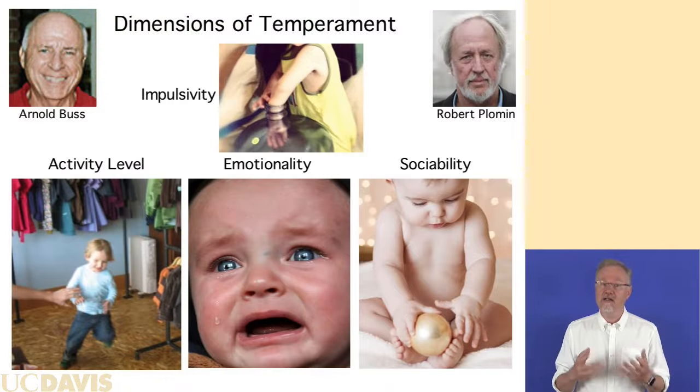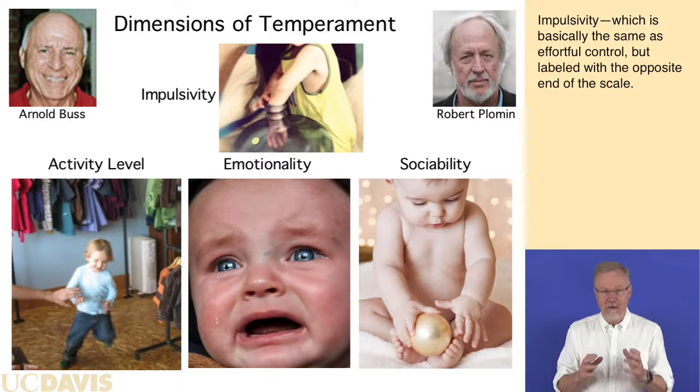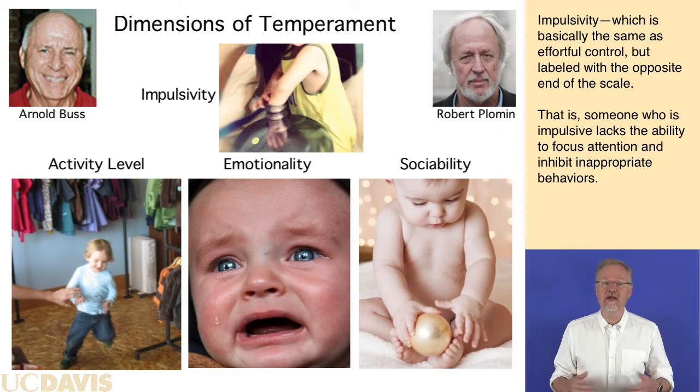Buss and Plomin ultimately supplemented their original 3 dimensions with a 4th dimension of impulsivity, which is basically the same thing as effortful control, but labeled with the opposite end of the scale. That is, somebody who's impulsive lacks the ability to focus attention and inhibit inappropriate behaviors. One common task that's used to assess inhibitory control in children is the marshmallow task, which you may have seen before. Technically, it's called a delay of gratification task.